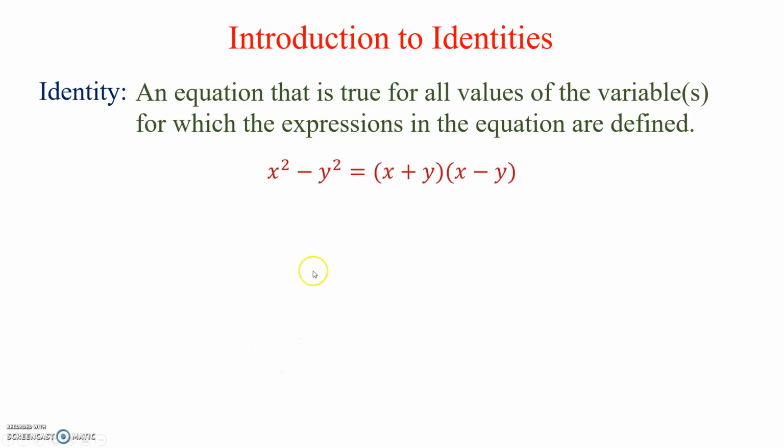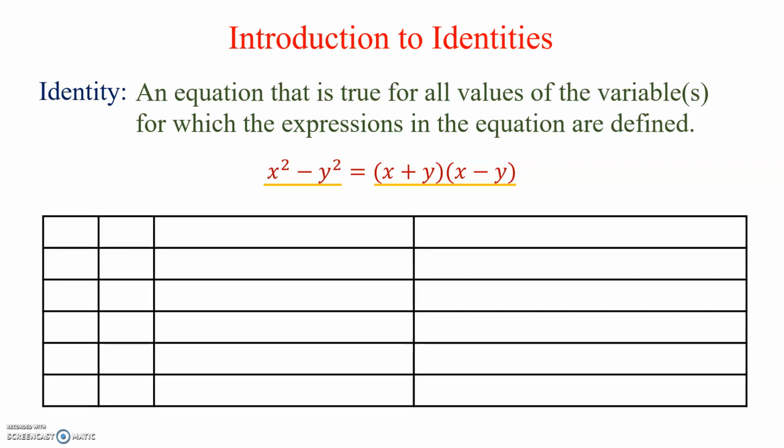Here's an equation. On each side, we have two separate expressions. On the left side, we have x squared minus y squared, which is our first expression. And on the right side, we have the sum of x and y times the difference of x and y. So what we're going to do is substitute different values for the variables, like the definition is saying. We'll first substitute on the left side, and then we'll substitute on the right side. And if this is an identity, the value we get on the left should be the exact same as what we get on the right.